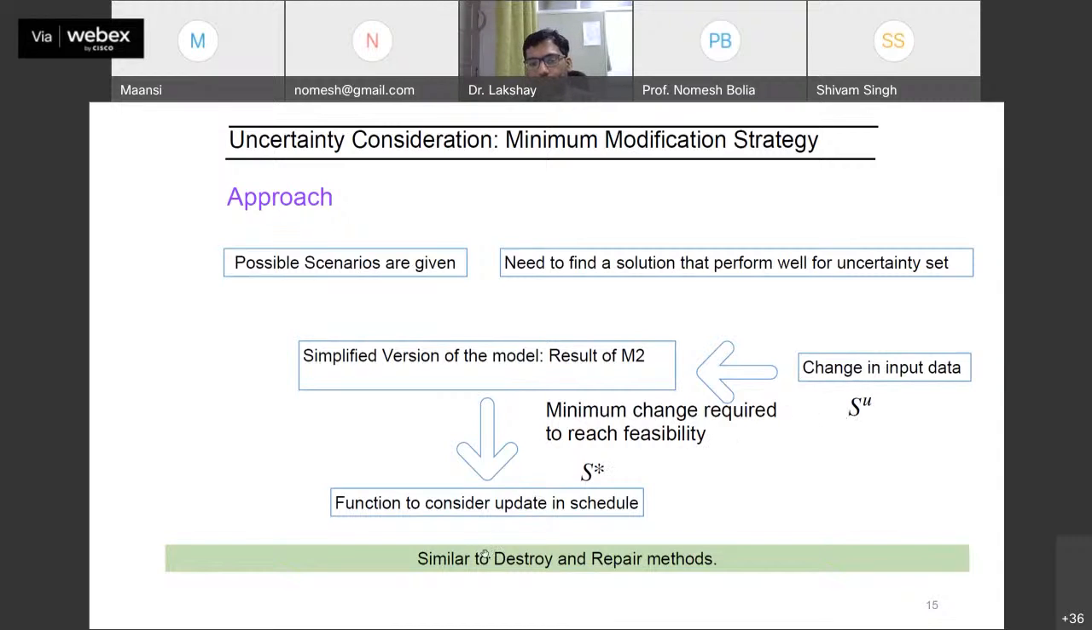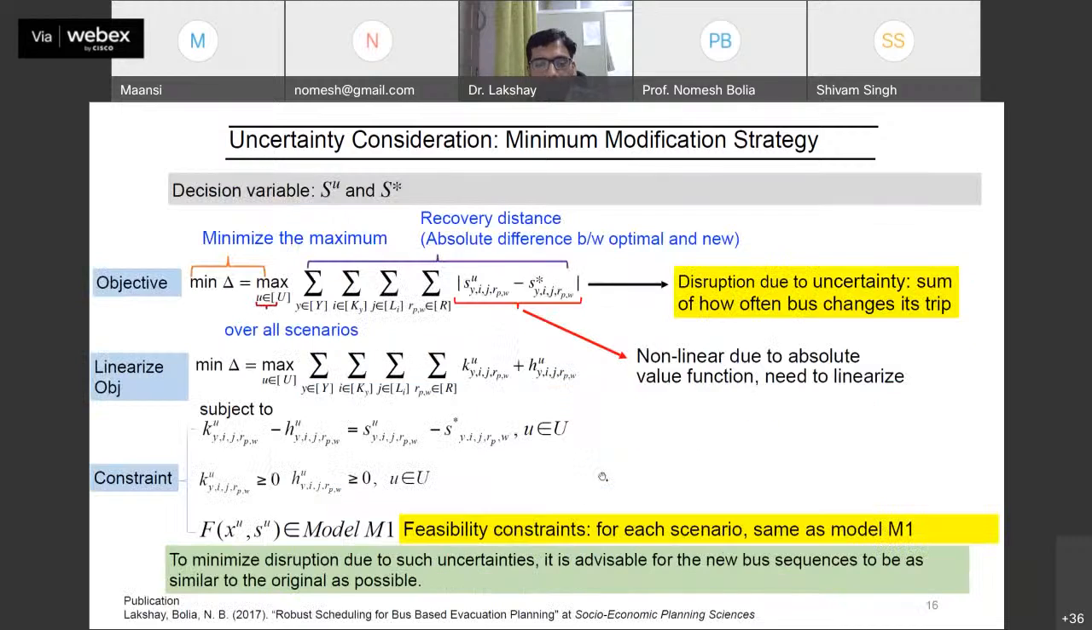Now we have to find, so this is similar to the destroy and repair method. Something is destroyed, say your toy is destroyed, and now you have to repair that toy so that it does the basic functionality. That is the destroy and repair method. So you have to find two kinds of variables, S star and SU. These are the first stage and second stage variables. SU is for a given scenario, the uncertainty set U, and S star is something you have to find for the complete case, for the overall. The robust solution is what you can call S star. This model is not a part of this paper; it is from some other paper, which I have given here just for the sake of completion.